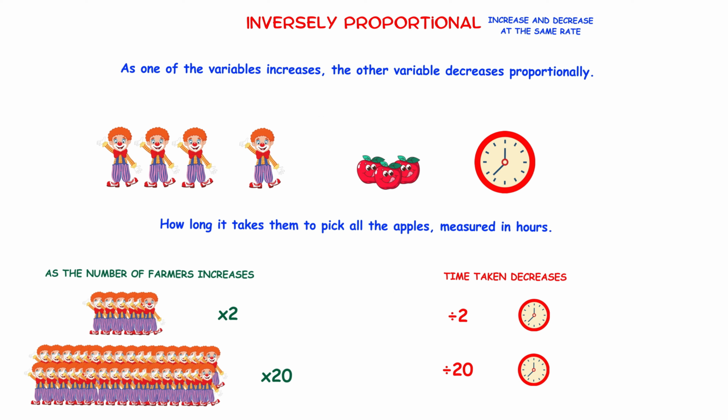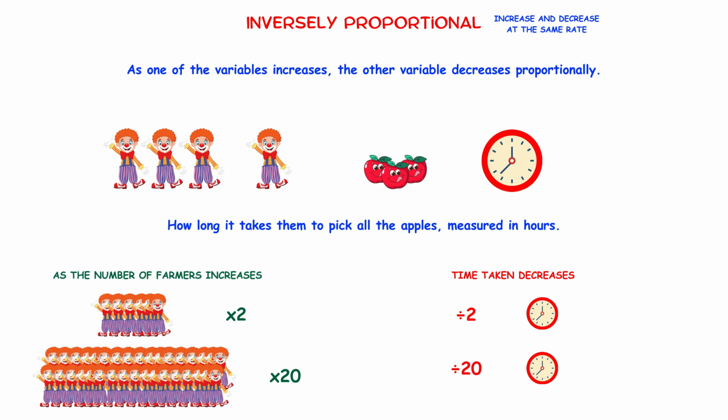So in this case, as the number of farmers increases, the time taken decreases, and then the fact that it's proportional means that they increase and decrease at the same rate. For example, if the number of farmers doubles, then the time taken will halve, or if we had 20 times as many farmers, then it would take 20 times less time to pick the apples.